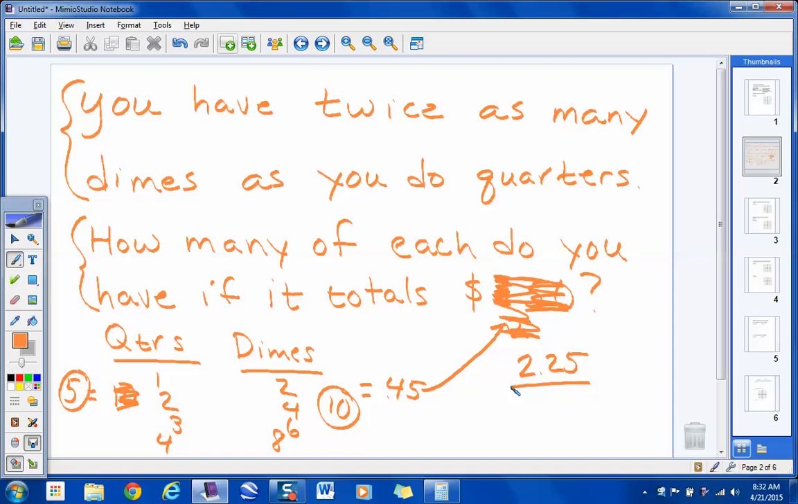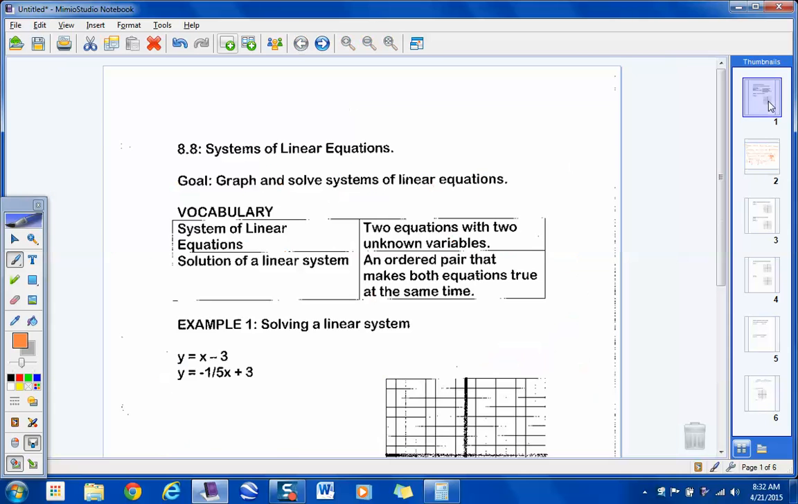It also says that you have $2.25 total, right? So there's like 2 conditions being met here, aren't there? Okay. What we're going to start looking at here today is an example that works much like this. And what we call this section here in 8.8 is systems of equations, systems of linear equations.